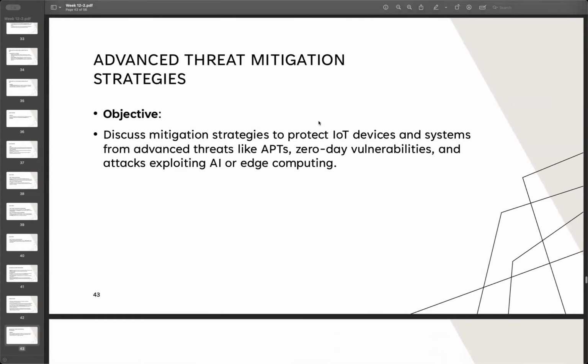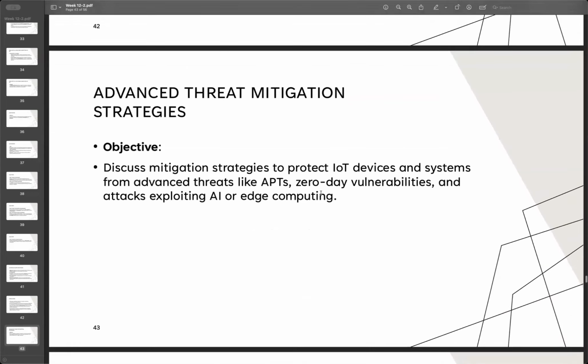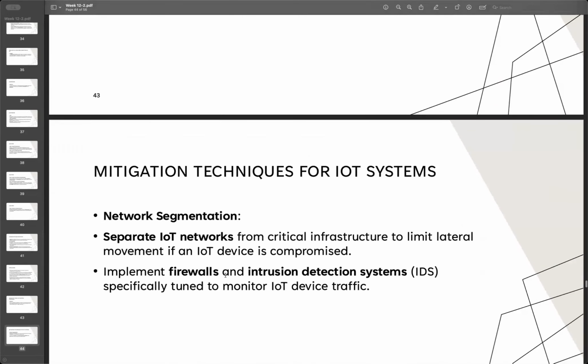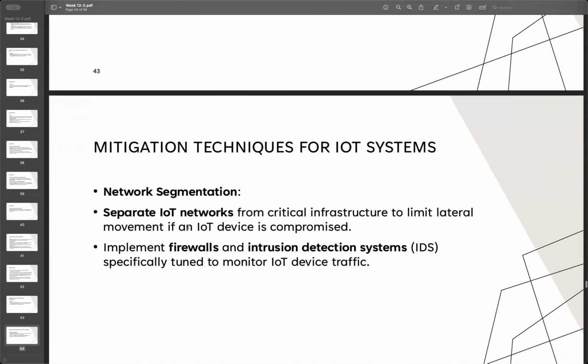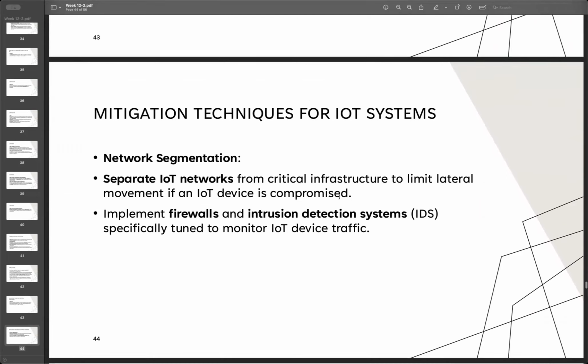For the next part, we have the mitigation tools, and this is telling you how we can defend against advanced threats like APTs and zero-days. How can we do this, including network segmentation? We try to separate the IoT networks from the critical infrastructure so they can limit lateral movement. We also implement firewalls and an intrusion detection system, IDS.